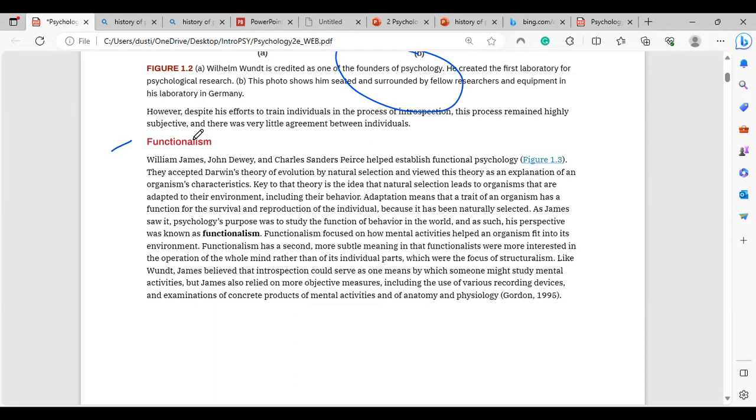In psychology, functionalism. Think about this: the word function, right? How things work. But functionalism was really based on a belief that psychology should not only investigate but dive deep into the function, the purpose of consciousness rather than its structure.